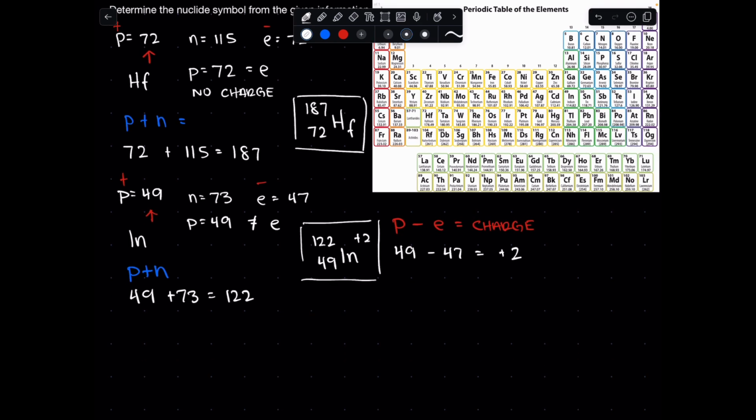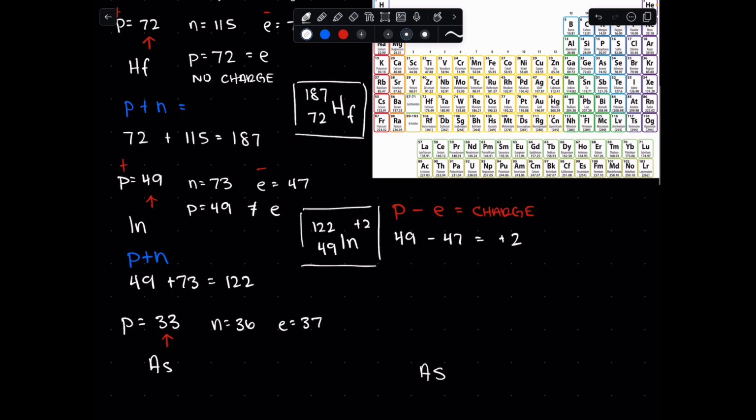So in this case, let's say that our protons are equal to 33, our neutrons are equal to 36, and our electrons are equal to 37. So again, let's figure out which element we are working with by looking at our atomic number, our number of protons, which is 33, and that correlates to arsenic, AS. So let's put AS over here. Next, we need to determine our upper number. So since this is arsenic, we're going to put our 33 right there.